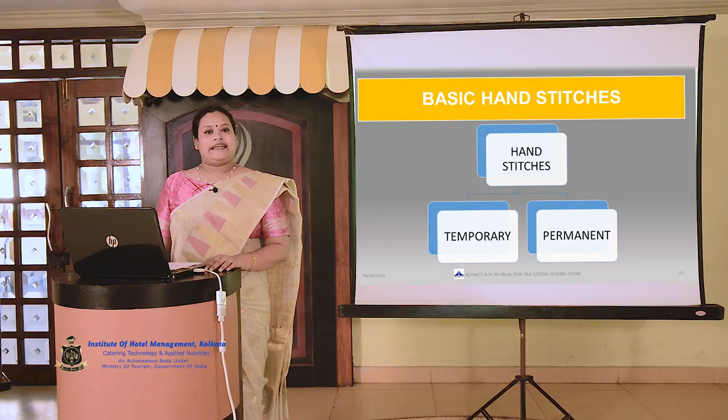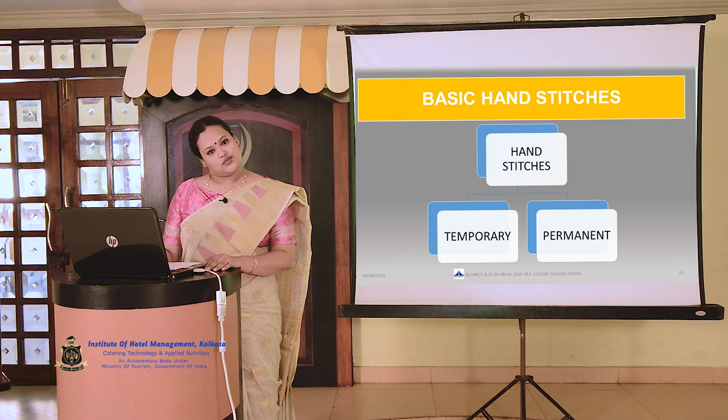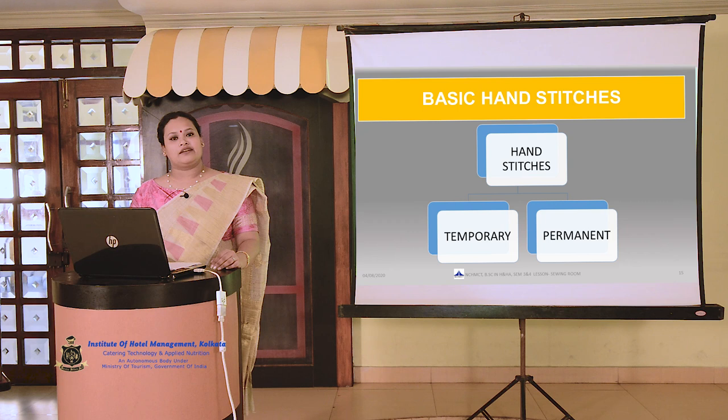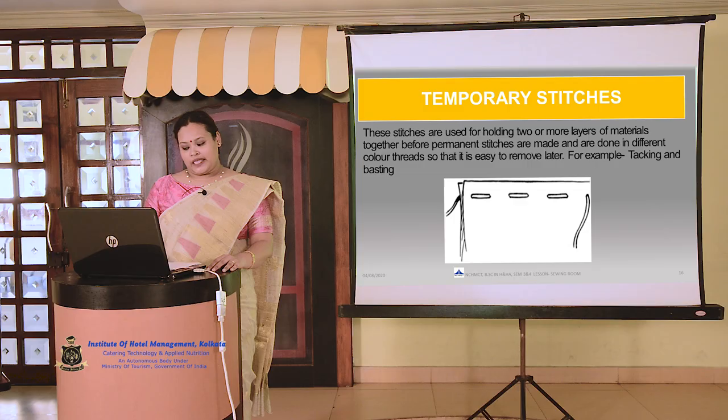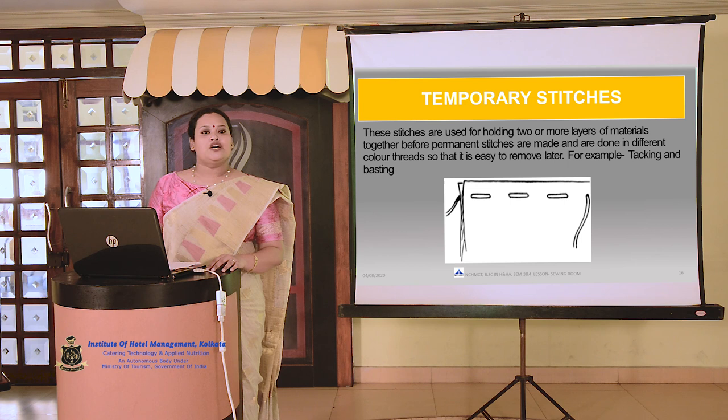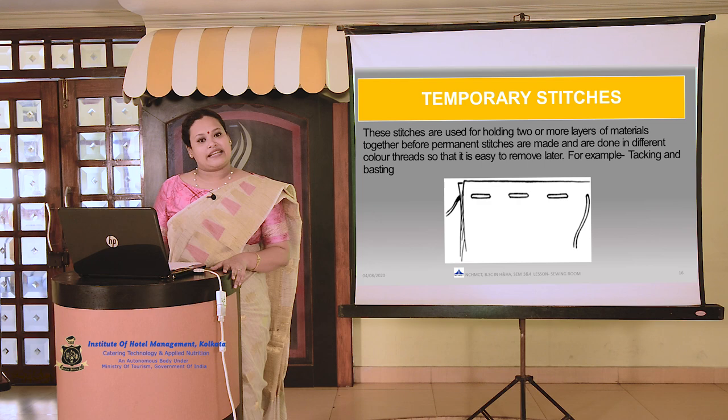Next, we'll be talking about a few basic hand stitches that are done in the sewing room. Hand stitches are usually divided into two broad categories. The first one is the temporary stitch, the second one is the permanent stitch. First, let us talk about the temporary stitches. The temporary stitch is basically used for sewing two or more layers of fabric with a different colored thread that can be removed later on.